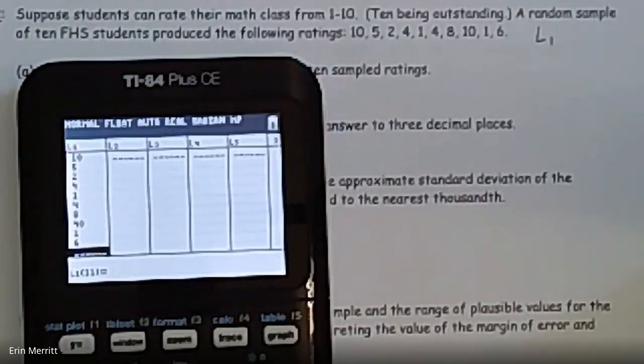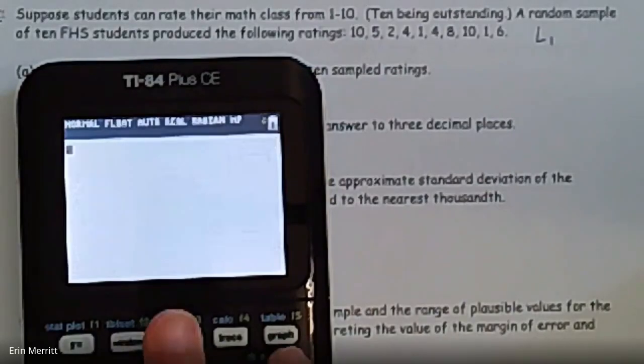And as always, take a quick look at your list and make sure it matches. Oh, yep, because I typed in a 40 and I wanted a 10 there, so that would change my data. Okay. Can't give it a 40. Even if you super love math, can't give it a 40.